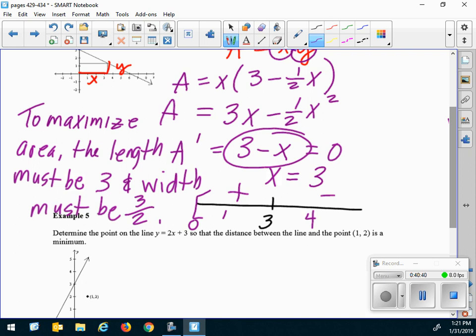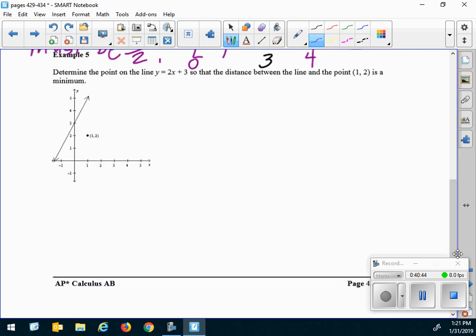One more. Now, I guarantee you I'm going to do this one differently than the author does, because the author does it the hard way. And after we do this one, I would suggest that you look at what the author did. Okay. Determine the point on the line y equal 2x plus 3 so that the distance between the line and the point 1, 2 is at a minimum.